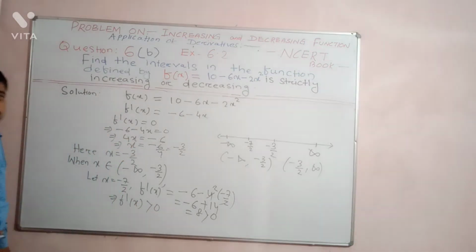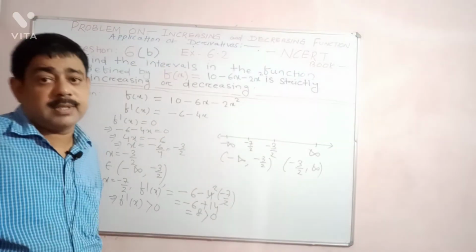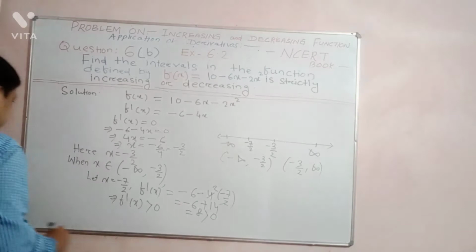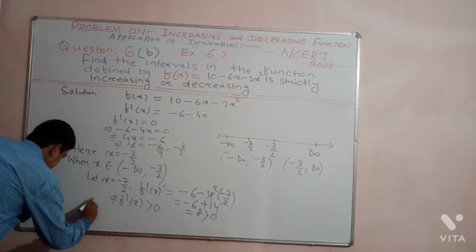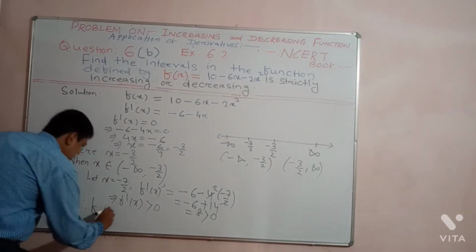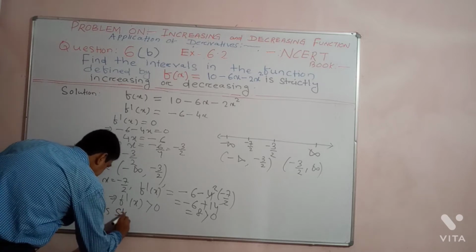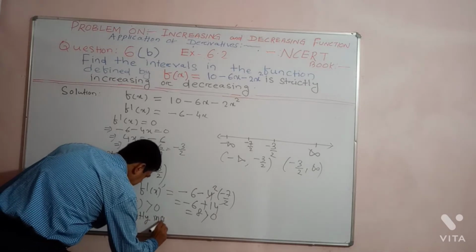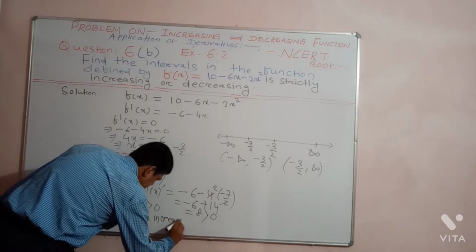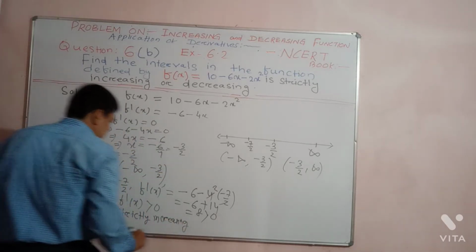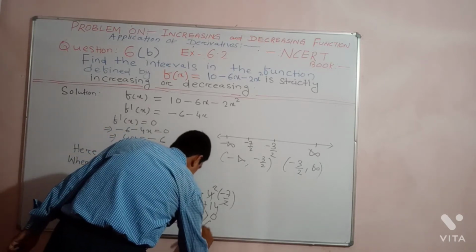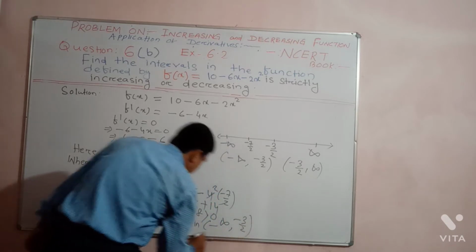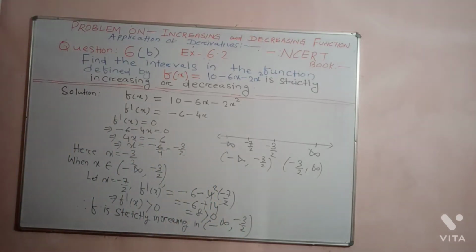If the slope of the function is greater than 0, according to the definition, the function is strictly increasing. Hence the function f is strictly increasing in the interval (-∞, -3/2). Is it clear? That is the first one.